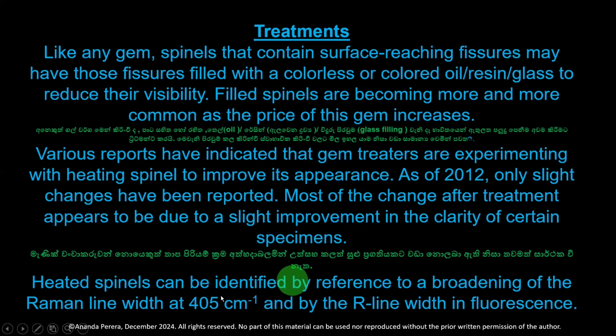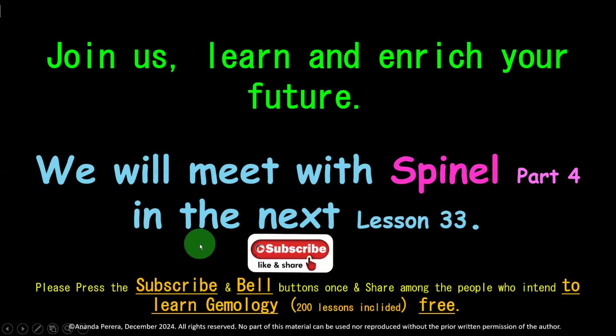Heated spinels can be identified by a broadening of the Raman line width at 405 centimeters. This is the spectrometer line at 405. We can find this through Raman spectroscopy by the line width of fluorescence. Those are heated spinels. We can recognize them.